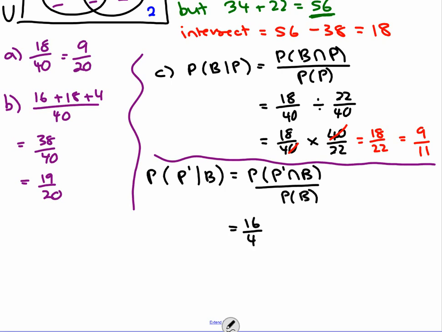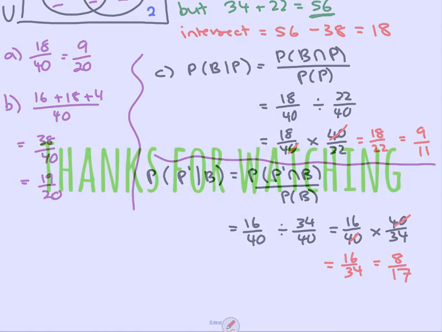Again, I'll just say divide. Bananas, we know already from the question that there's 34 bananas in total. 34 out of 40. If you're running out of space, just write it off to the side. Equals, keep, change, flip, 16 over 40 times 40 over 34. Cancels down the 40. Equals 16 over 34. Cancels down to 8 over 17. And that's the end of the lesson.